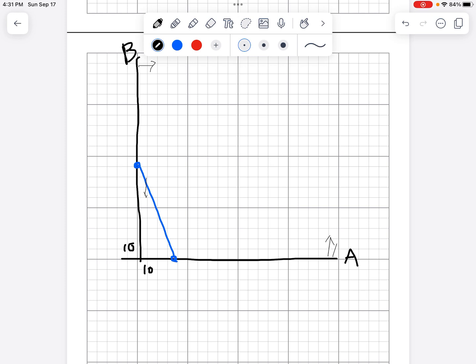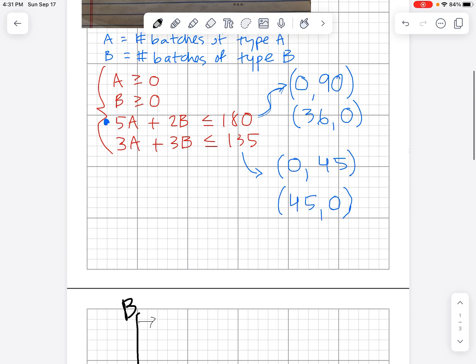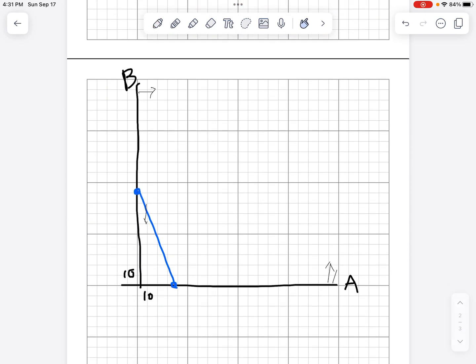Okay, so next we want to do the same for the second inequality. I'll make this red. Put a little scribbly dot by that. So I'm going to plot my intercepts for the red one. They're both 0, 45. Okay, so let's scroll down. 0, 45 is approximately right there, and then right here. And as before, I want to connect these.